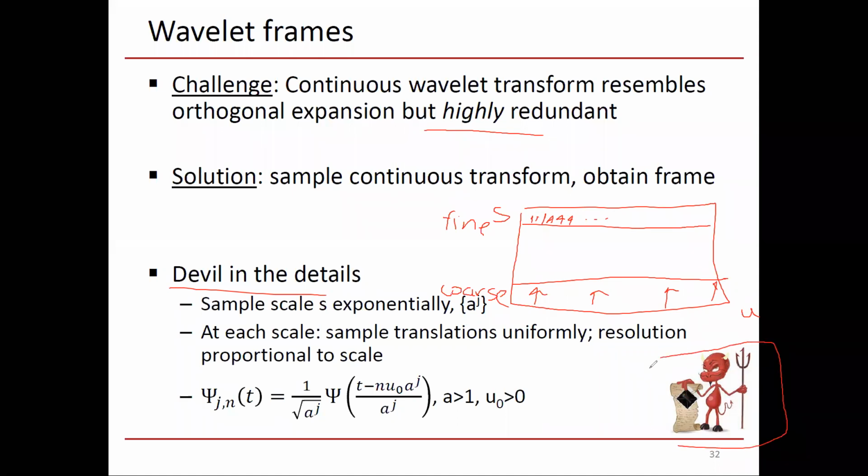Some of the requirements are that we need to sample the scale in an exponential way, not in a linear way, but rather perhaps every factor of 2 increase in scale. In that case, this A constant would be a factor of 2. Now, at each scale, we're going to sample the translations uniformly, and the resolution needs to be proportional to the scale. So psi j n of t, where j and n are now integers. The j manifests itself in the scale, so the scale relates to j, and the translation is related to n.